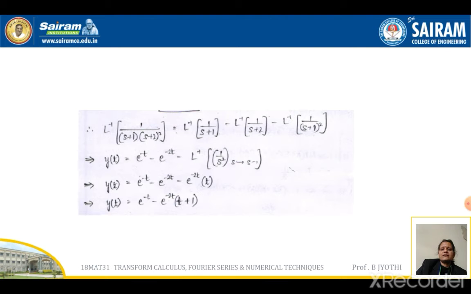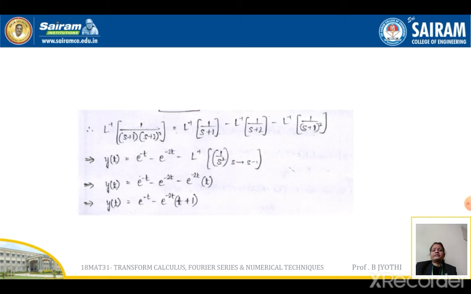Let us replace them. Then we get L inverse of 1 divided by s plus 1 minus L inverse of 1 divided by s plus 2 minus L inverse of 1 divided by (s plus 1) whole square. For the first one, it will be e power minus t, and for the second one, e power minus 2t, and for the third one, we write it as 1 upon s square, where s is tending to s plus 1. So we get e power minus t, e power minus 2t and e power minus t into t.